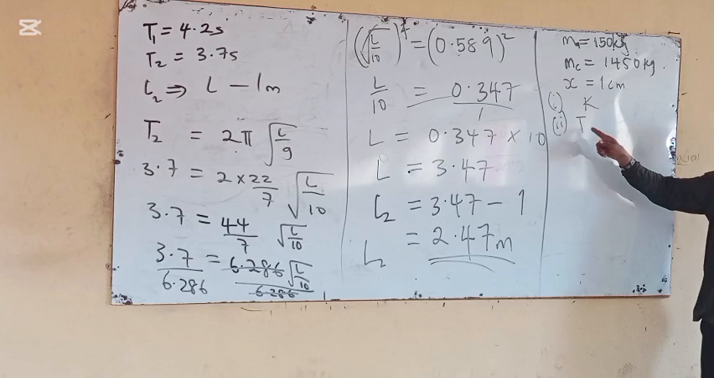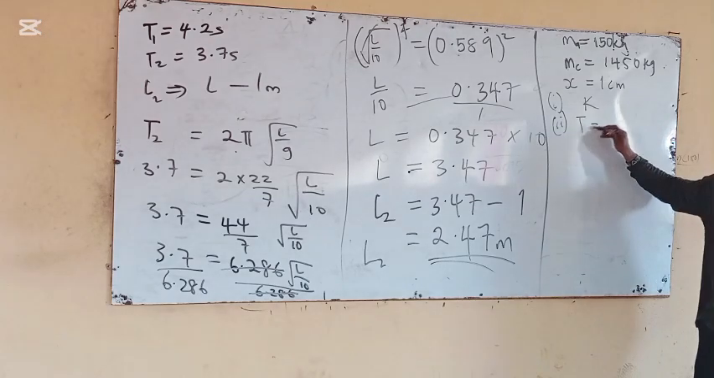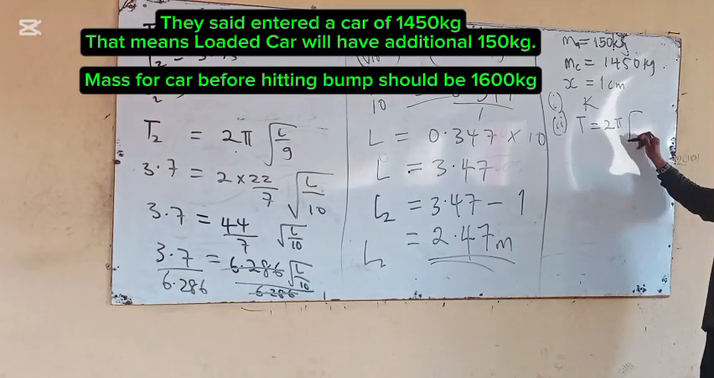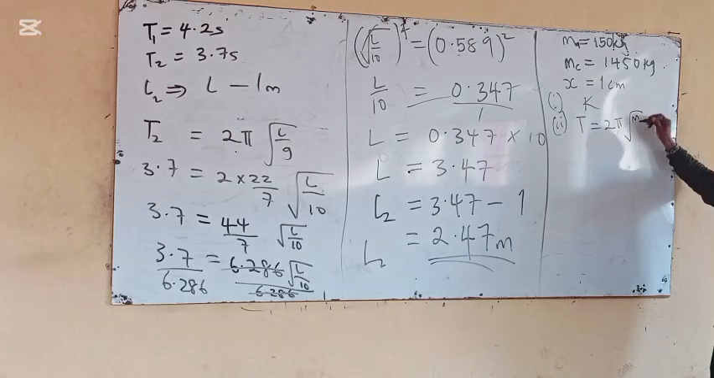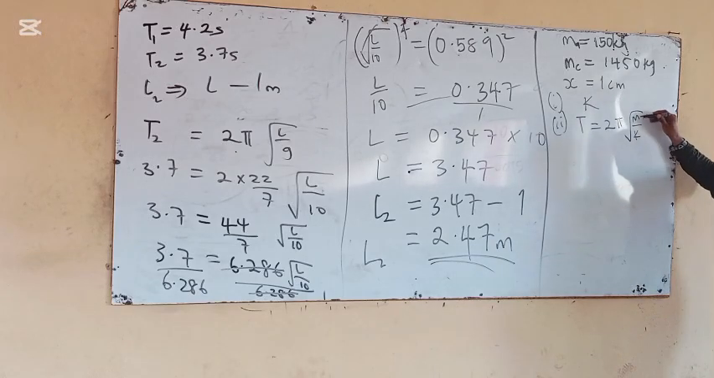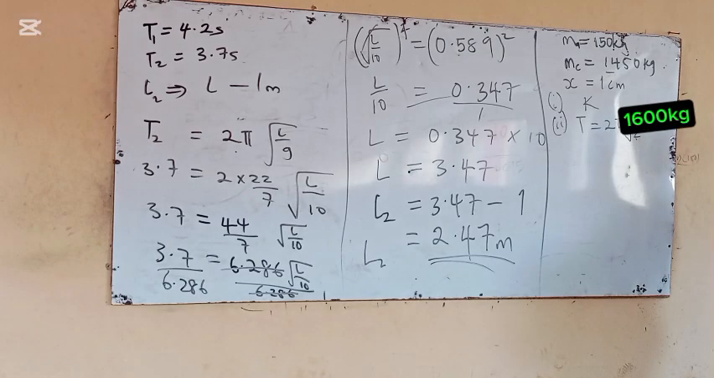So when I'm considering the time here, that time that we normally do equals 2 pi root. Now we need to check: is this a spring or a pendulum? Spring, yes. That means m over k. The m I'm going to be using here is just this one, 1,450. Yes, that's what I'm going to be using here.